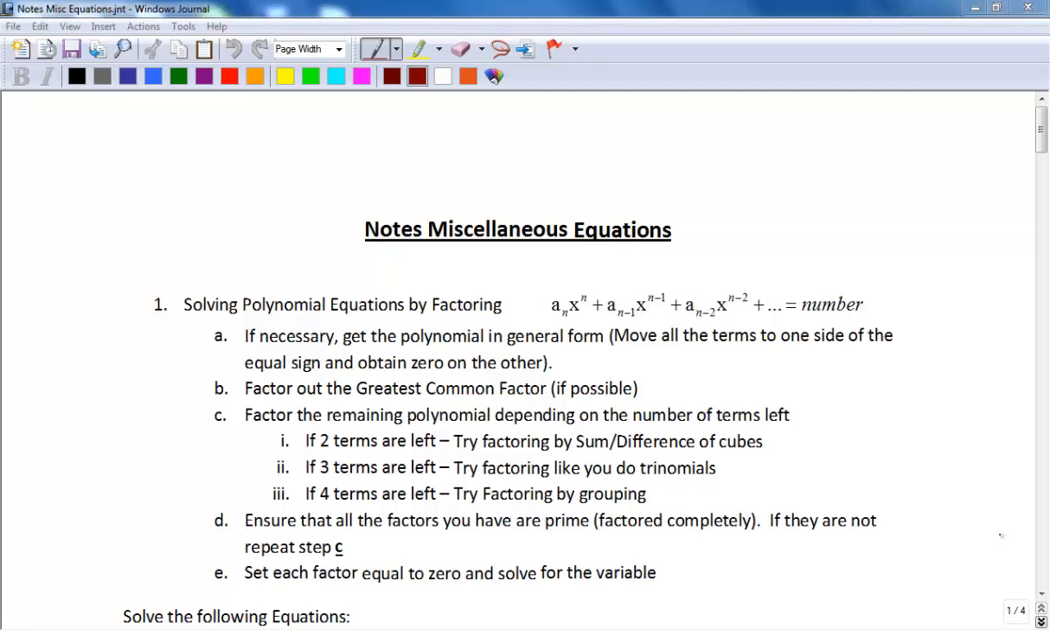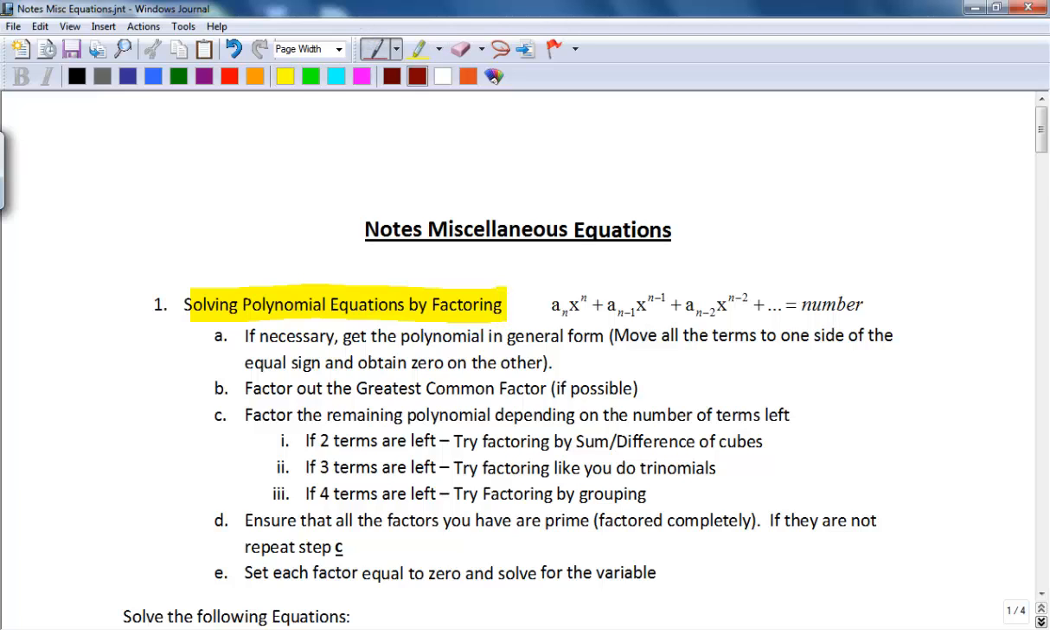We're going to look at 4 different types of miscellaneous equations. The first type is solving polynomial equations by factoring. Well, polynomial equations are really just equations that have degrees that are higher than quadratics, but a quadratic would be considered, even a linear would be considered a polynomial.